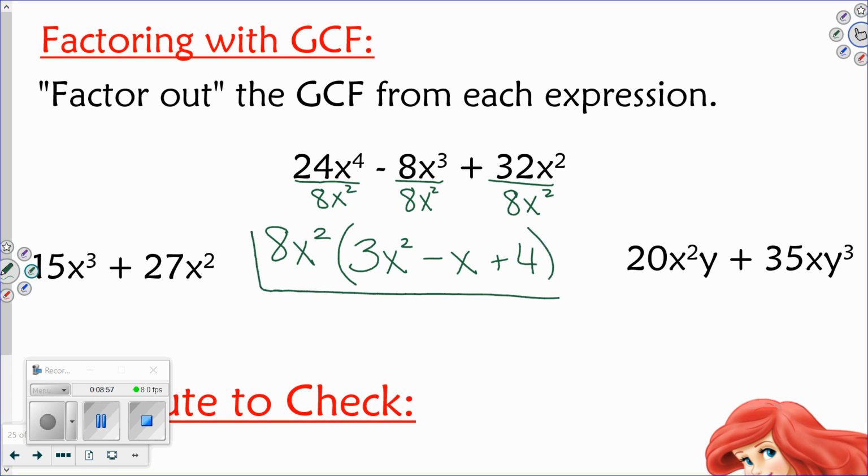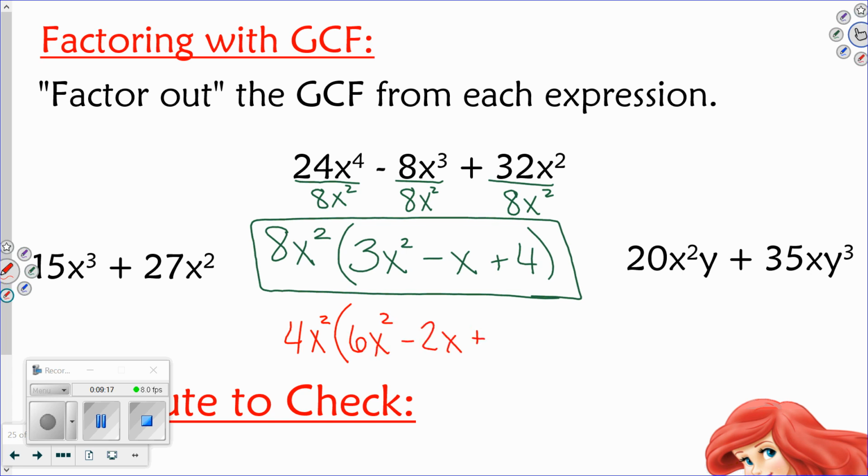Good. Now, I do want to tell you, most students, you guys did not do it, which I'm actually really happy about. Most people don't see 8. They tell me 4. Now, let me show you something. If I would take out a 4x squared, I can divide 4 out of these. I'd have 6x squared minus 2x plus 8. My brain stopped working for a minute. Right? And they're like, yeah, I can take out a 4x squared. I can.